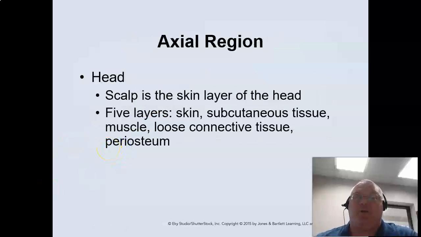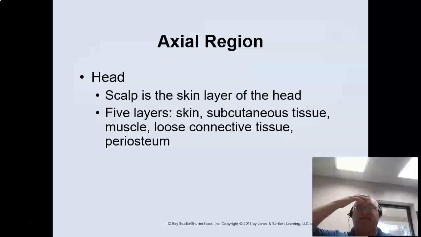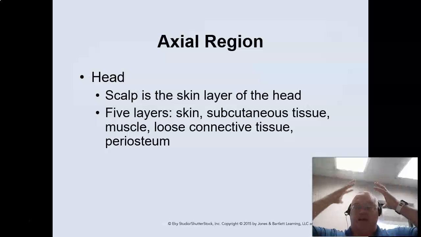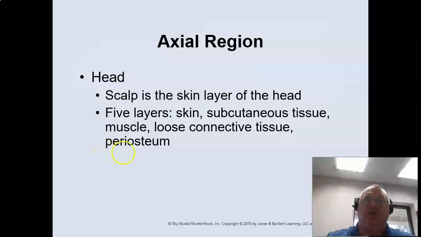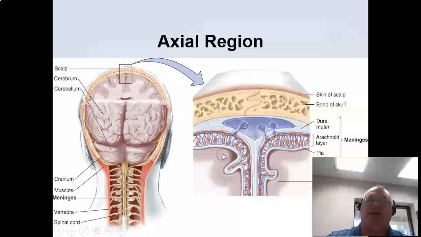Your head, again, the scalp is the skin layer that's on the head. It's got 5 layers: the skin, the subcutaneous tissue, the muscle, or the adipose, the loose connective tissue, and then the periosteum, which is that part that actually covers the skull, the thin layer that covers it. Again, this is the skin of the scalp, and then the bone of the scalp.